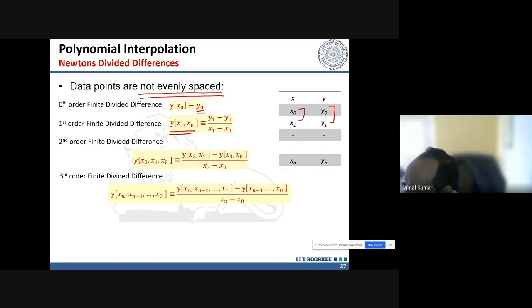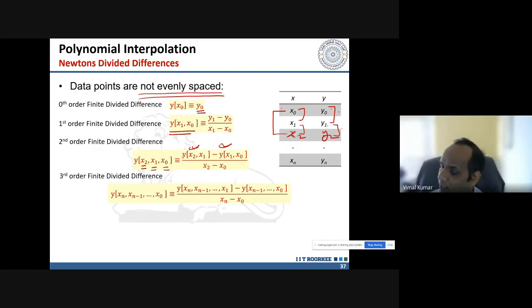Similarly, for the second order difference, if y2 and x2 are there, the second order difference considers x2, x1 and x0. That is nothing but the divided difference of y2 y1 and y1 y0, so y of x2 x1 and y of x1 x0. Whatever I have calculated here and here, that value will come here, divided by x2 minus x0.